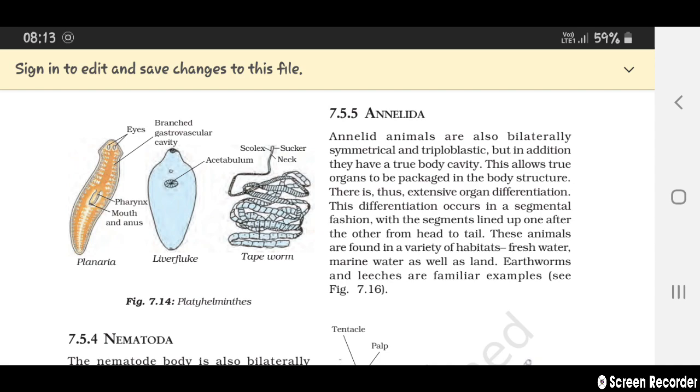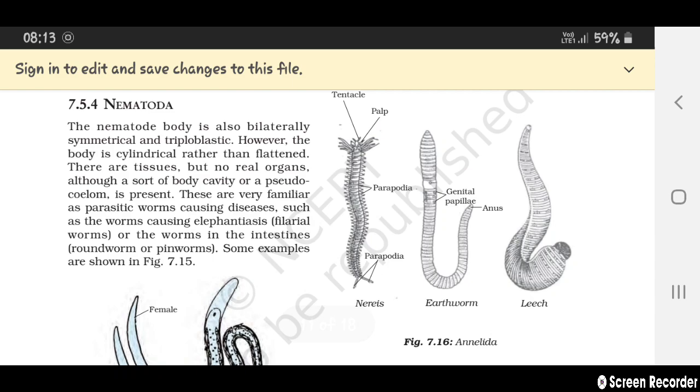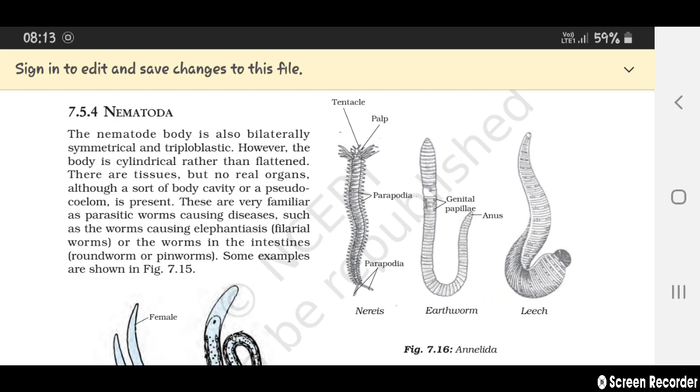You can see this differentiation occurs in a segmental fashion, with the segments lined up one after the other from head to tail, like a line. These animals are found in a variety of different habitats, like fresh water, marine water, and on land. Earthworms and leeches are familiar examples. Earthworm, leeches, Nereis. These are some of the examples for annelida.